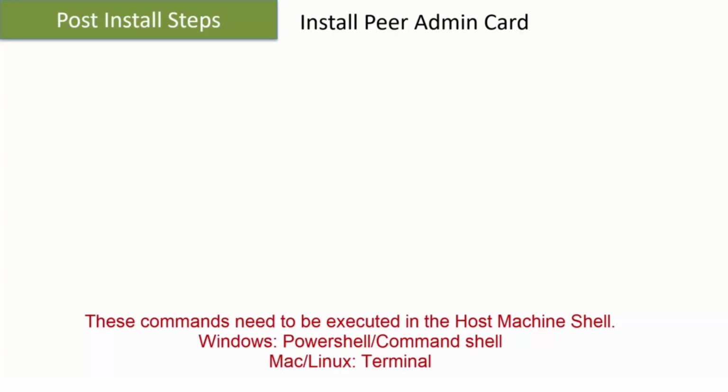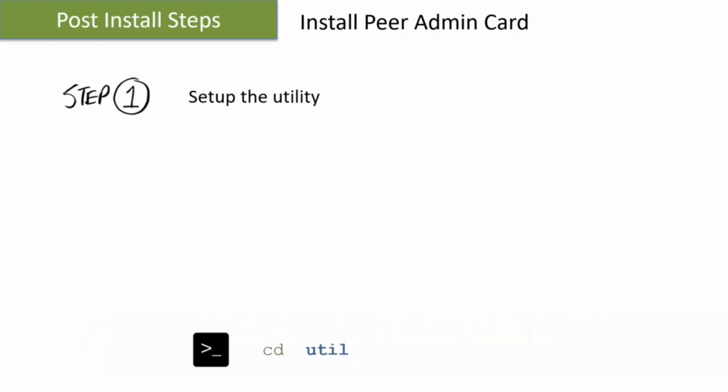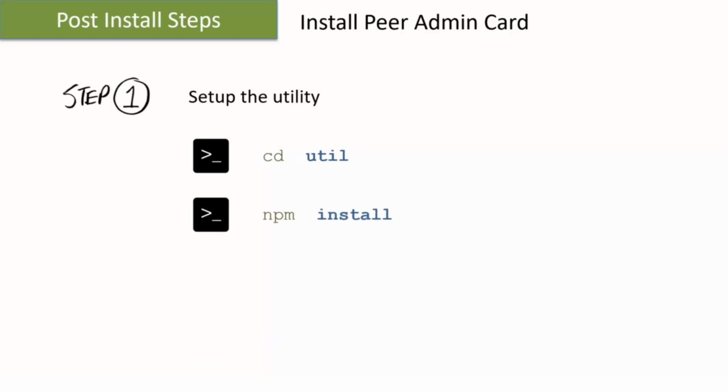Next, we're going to install the peer admin card. To install the peer admin card, you have to carry out two steps. The first step is to set up the utility. To do that, you have to change the directory to the util subfolder under the HLF Vagrant project that you have set up on your local machine. Then you have to carry out the installation of the node packages for the utility. So that will be done by way of npm install command. Second step will be to create the peer admin card by launching the utility.